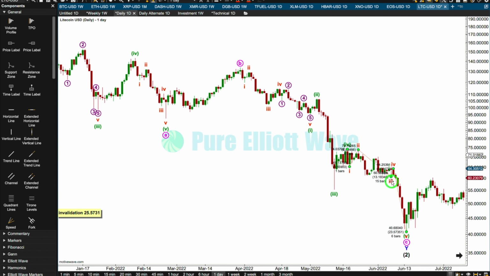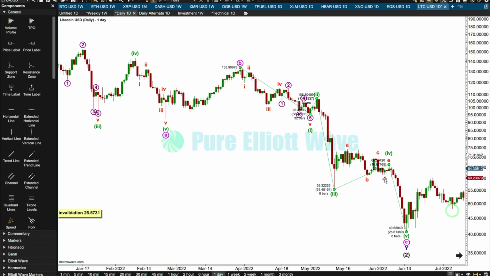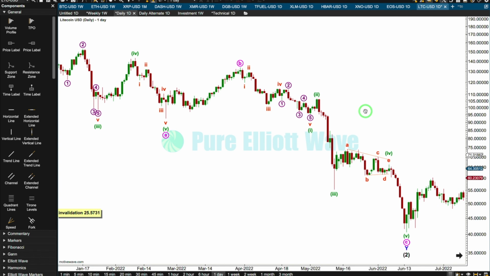Oh, I think maybe the answer is the fourth wave was a triangle. This might fit. But is it going to look okay? Are the trend lines going to fit? Oh yeah, that actually looks really good. Yep, I'm happy with that.